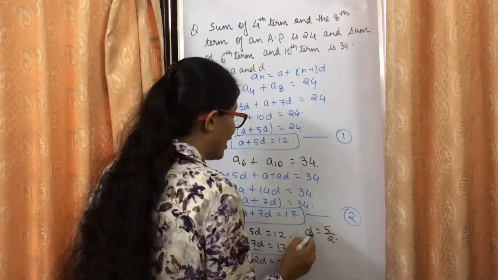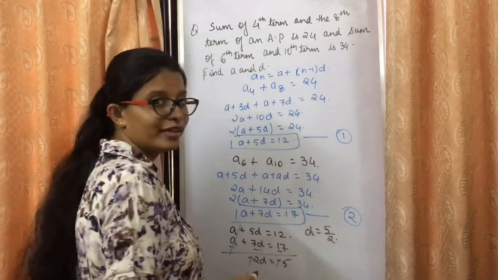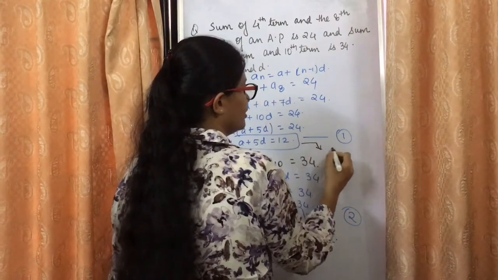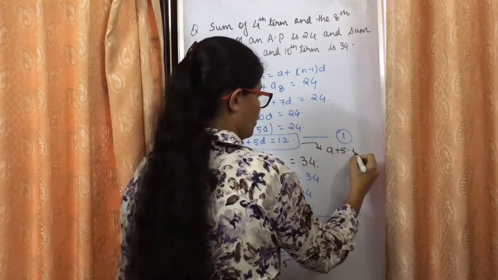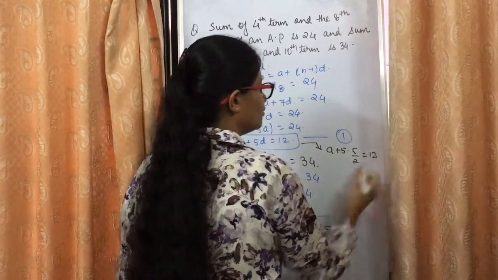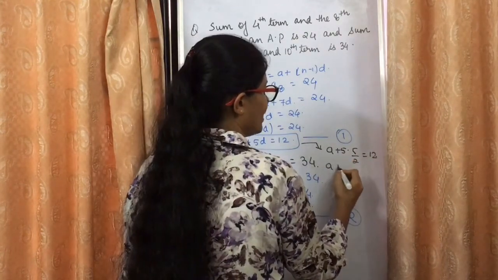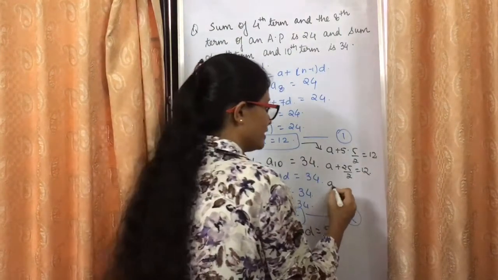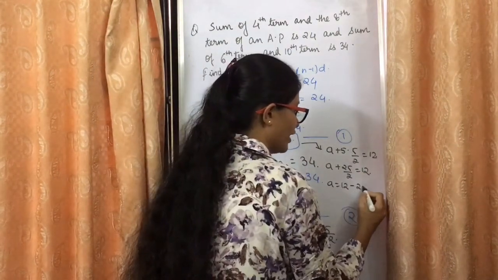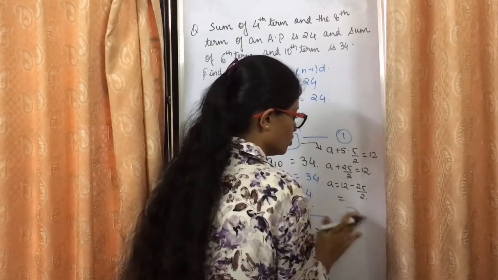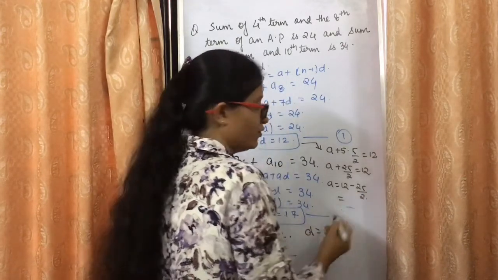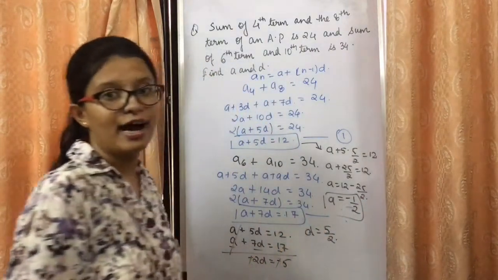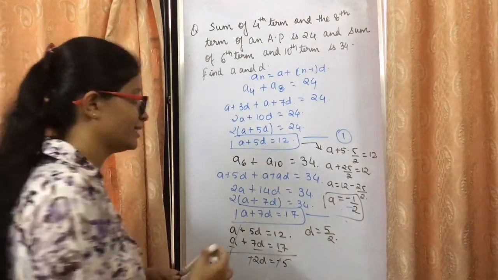Now putting this value of D in any one of the equations you will get the value for A. So let's see. यहाँ पे put करते हैं A plus 5 into 5 by 2 is equal to 12. So you will get A plus 25 by 2 is equal to 12. So A is nothing but 12 minus 25 by 2 which gives you 24 minus 25, that is minus 1 by 2. The answer for A comes out to be minus half.